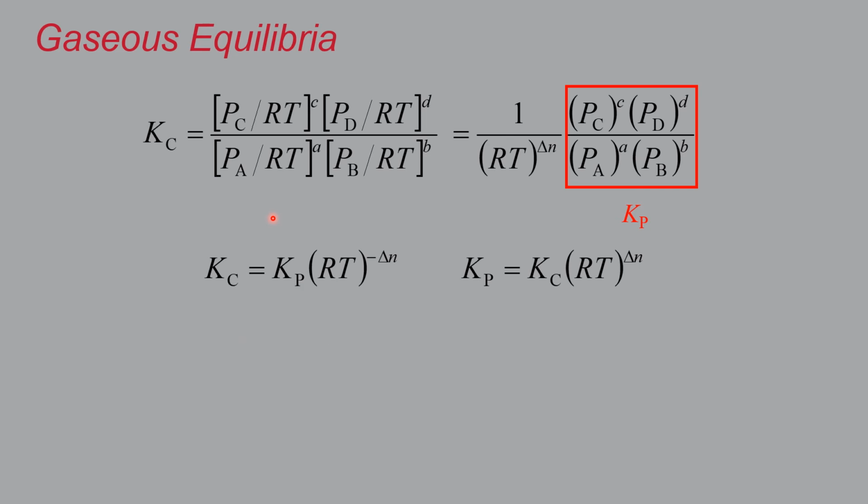A couple of other things. For this, you want to use the joules per mole per Kelvin value of R, and not the liter atmosphere per mole Kelvin value of R. And what makes them equal? If delta n is 0, anything to the 0th power is 1. So when those coefficients exactly cancel out to 0, then the concentration and pressure-based equilibrium constants are numerically equal. But in general, they're not the same.